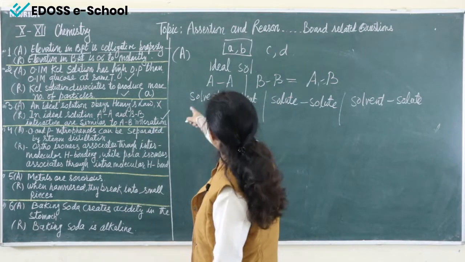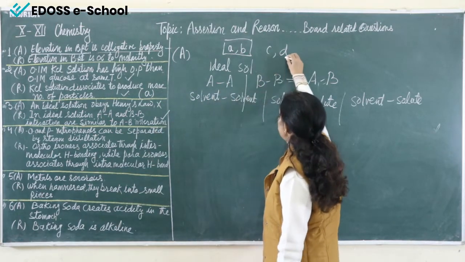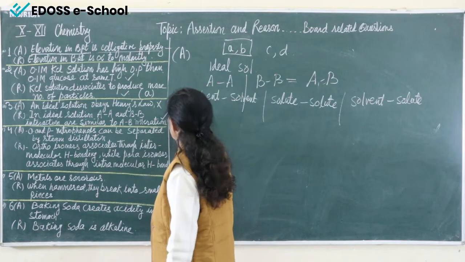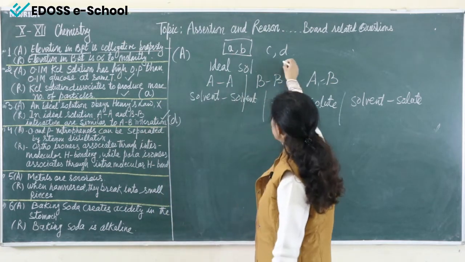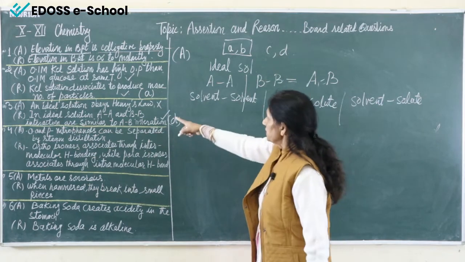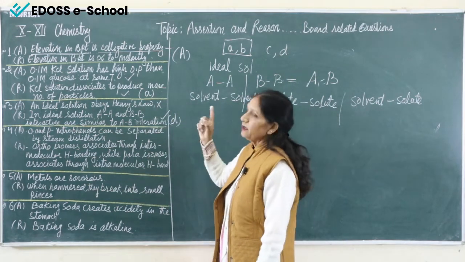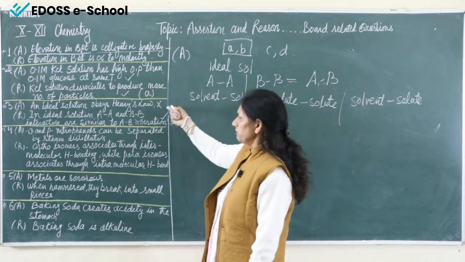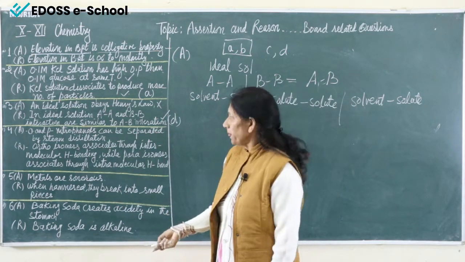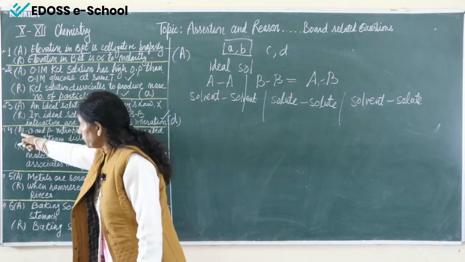So here we will opt for option D. The answer of this is option D, because what does D say? That the assertion should be wrong and the statement should be right. Okay, so there is no need for explanation. Now coming to the fourth.